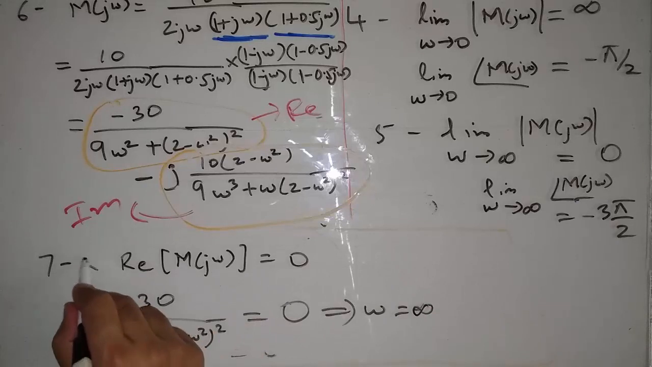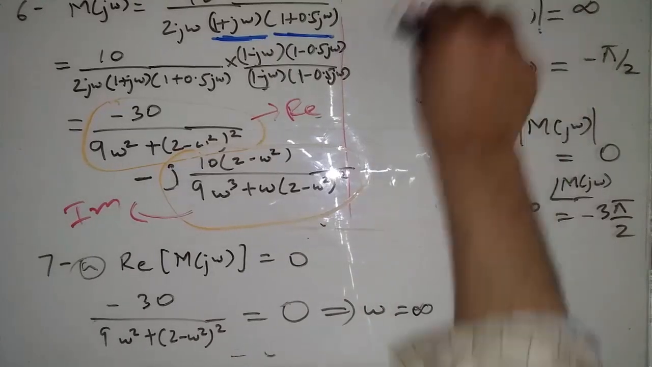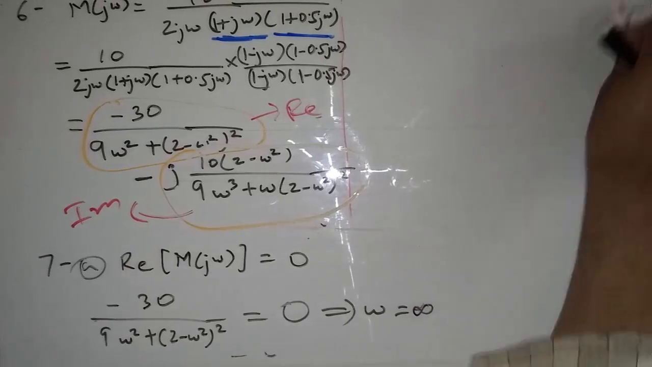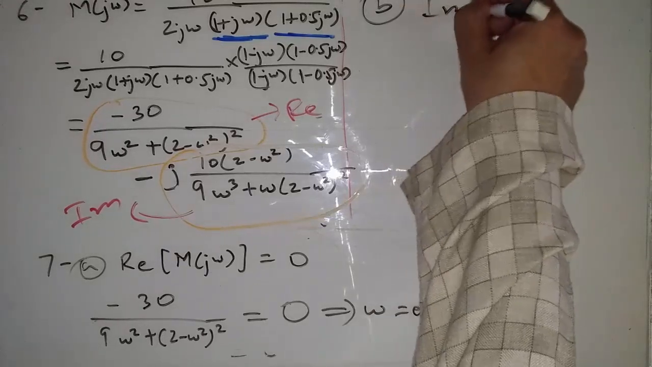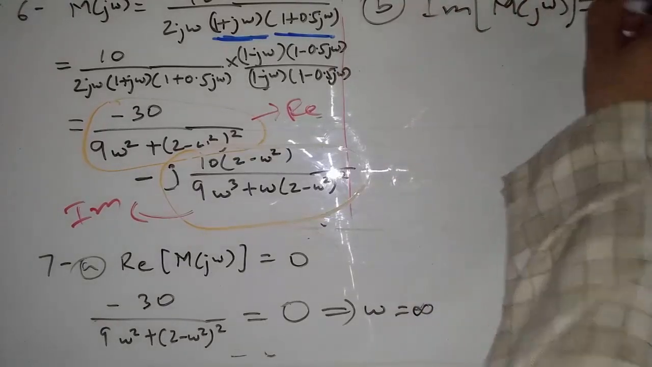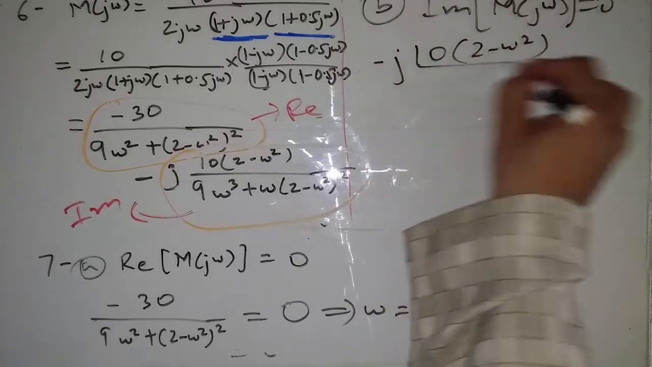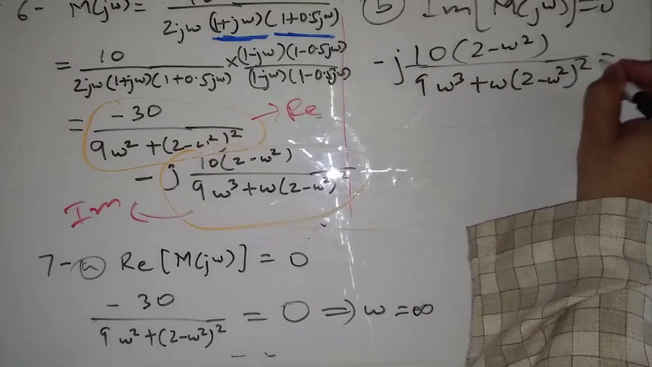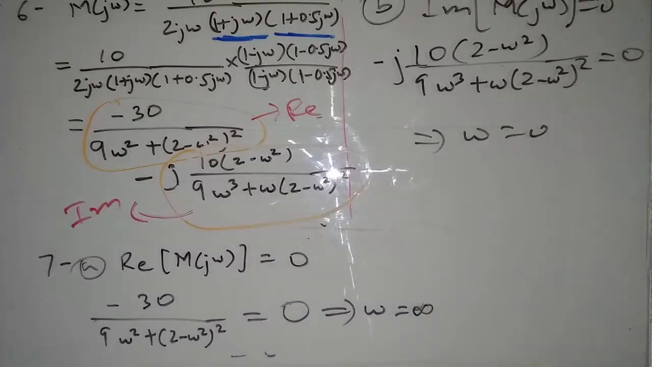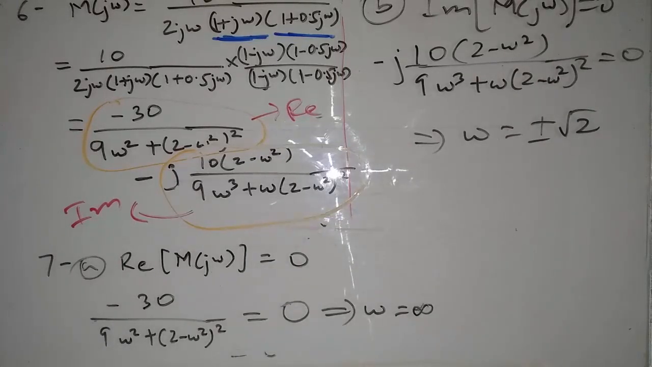Likewise, this was part A of the seventh step, and if we talk about part B, it says that if we substitute imaginary part of M(jω) equal to 0, which is nothing but this expression, minus 10(2 minus ω square) upon 9ω cube plus ω(2 minus ω square) whole square, equated to 0. So this gives ω equal to plus minus under root 2. So the unit will be radians per second.